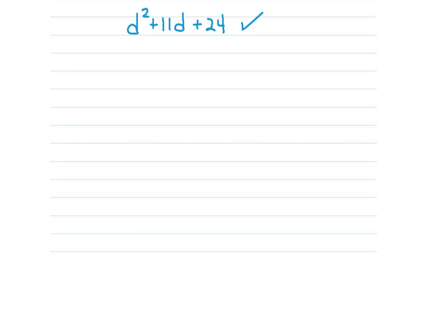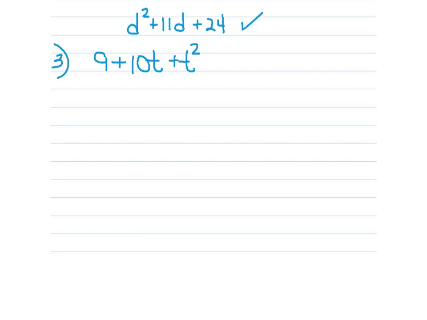Okay, number 3. Number 3, I have 9 plus 10t plus t squared. Okay, please note that this is not in standard form. So in order to factor a quadratic, you first want to write it in standard form. So let's rewrite it in descending order of variable exponents.